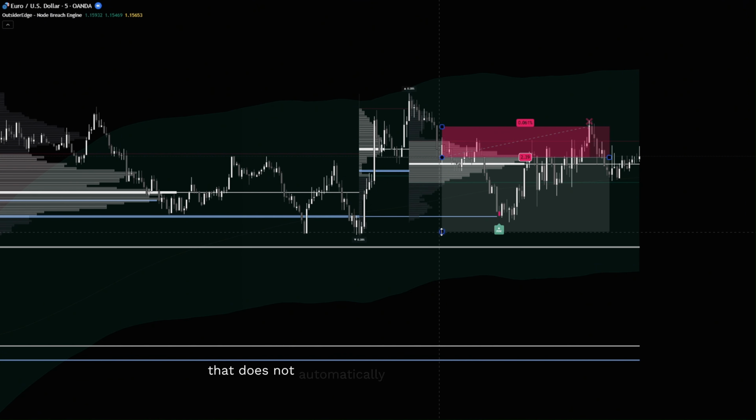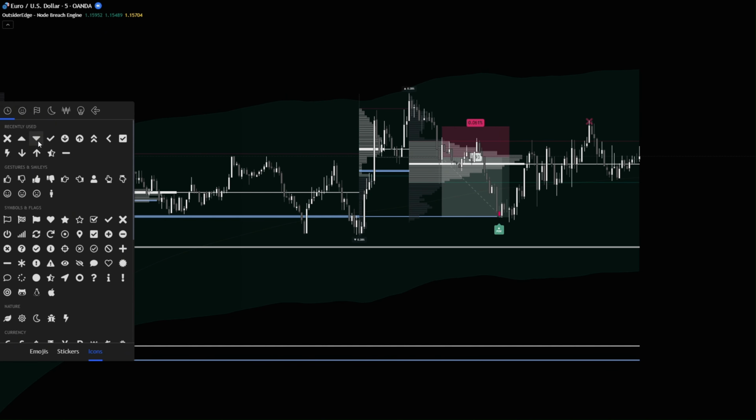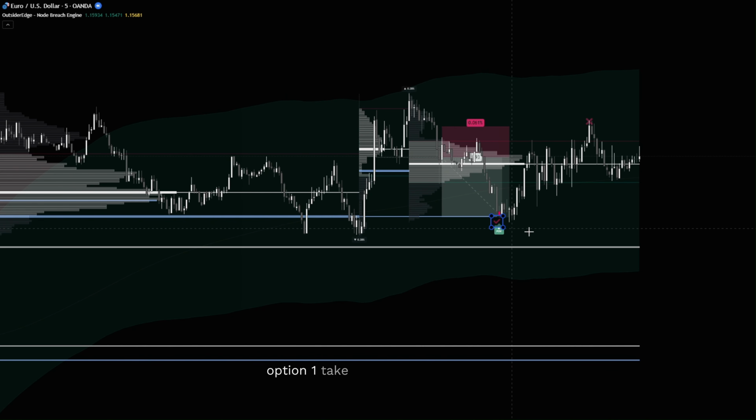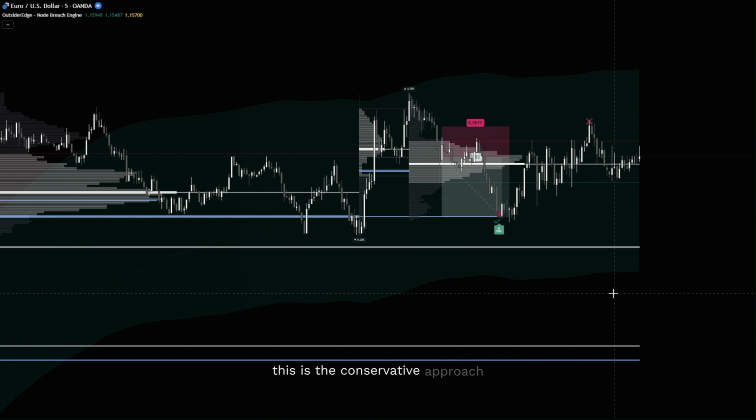That does not automatically mean the trade is invalid, but it does mean your target is more aggressive than it looks. So there are two better choices. Option 1, take profit before the POV. This is the conservative approach. You respect the node as a likely reaction area. Option 2, wait for price to breach and accept above the POV first. Then the POV can shift from being an obstacle into potential support.